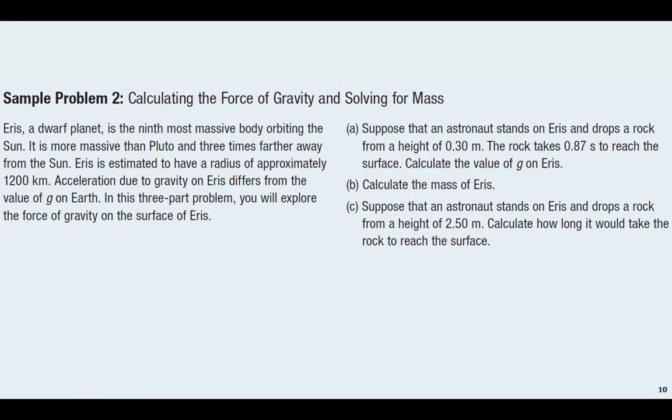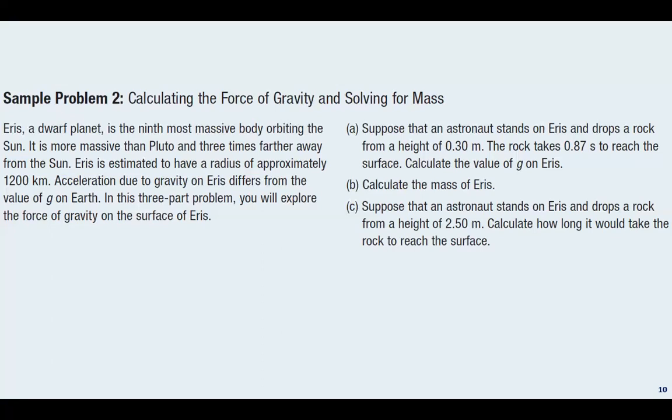In this three-part problem, you will explore the force of gravity on the surface of Eris. First, suppose that an astronaut stands on Eris and drops a rock from the height of 0.3 meters. The rock takes 0.87 seconds to reach the surface. Can you calculate the value of g on Eris?